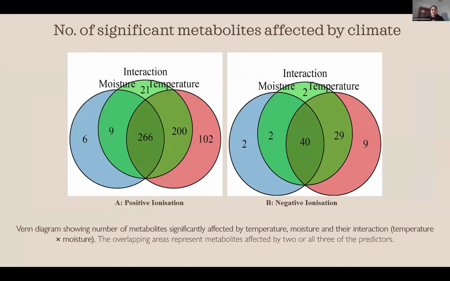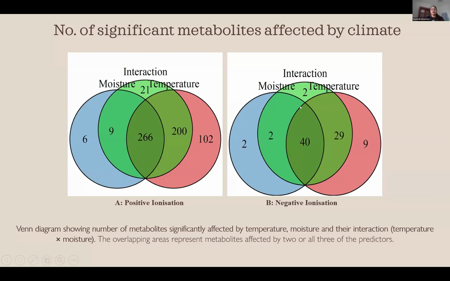To see how many metabolites are affected by temperature, moisture, and interaction, we did this Venn diagram. And from this, we can see that 568 metabolites were affected by temperature, and 281 by moisture, and 496 by interaction in the positive ionization mode. And in the negative ionization mode, a total of 78 metabolites were affected by temperature, 44 by moisture, and 73 by interaction.